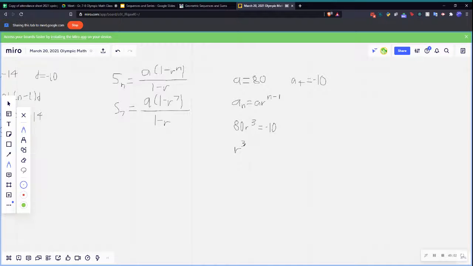All right, now we have to isolate r by itself. So first divide both sides by 80. That should give you negative 1/8. Then you just cube both sides to get r is equal to negative 1/2. All right, so now we have r, we also have a. Now we can plug this into the equation right here. I think the final answer is going to look a bit ugly. It's going to be a fraction or something, but we'll see.